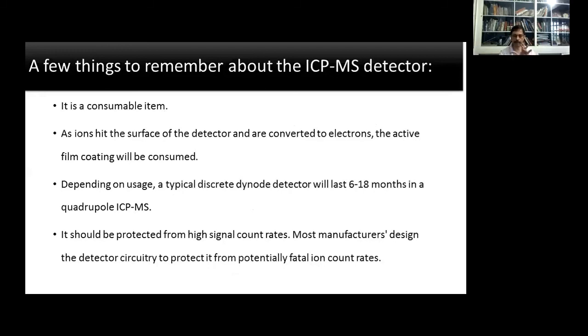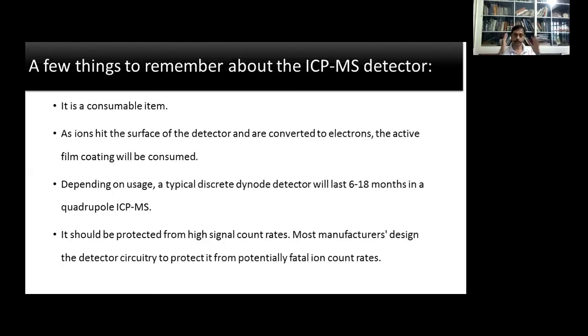Depending on usage, a typical discrete dynode detector that we use will last 6 to 18 months in a regularly used quadrupole ICP-MS. If you are using it more frequently, it may last only for 6 months. If less frequently, it may come to 18 months.